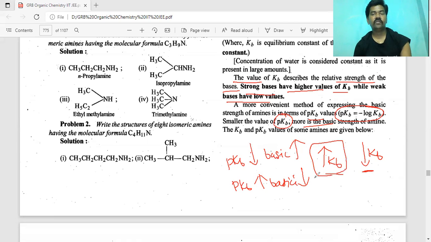But in terms of Kb, it is an equilibrium constant. Kb is the equilibrium constant of the base, or basicity constant. So if Kb is more, then basicity will be more. If pKb is more, then basicity will be less, opposite. If Kb is less, then basicity will also be less. But if pKb is less, then basicity will be more, opposite. So you can expect these questions. Very, very important question it is.